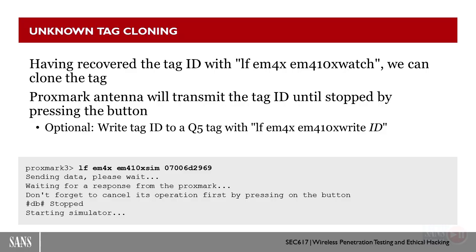Now that we have the tag number, we can simulate it using the EM4X tree, knowing that it is the type of tag that it is, and we have those numbers. We can send that data and then use the simulate for EM41X series tags with the number that we've recovered. So now we have effectively made a copy. We could write this to a Q5 tag using the Proxmark as well and make another actual physical copy.